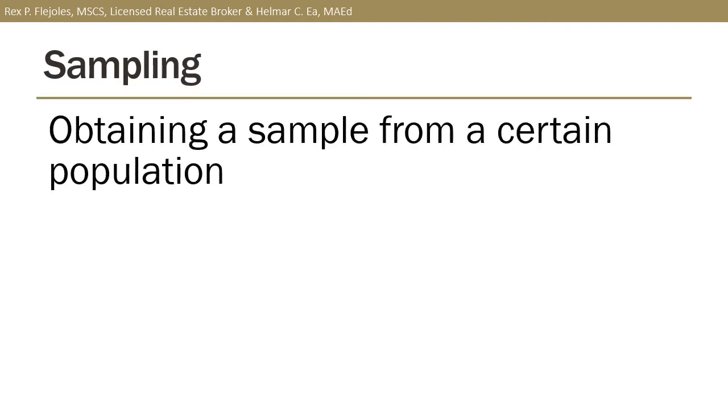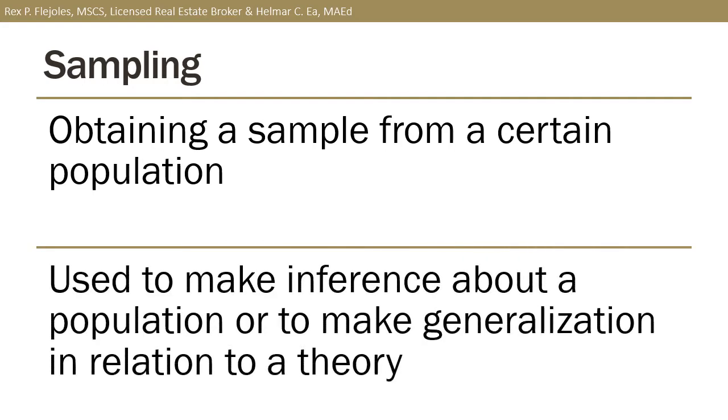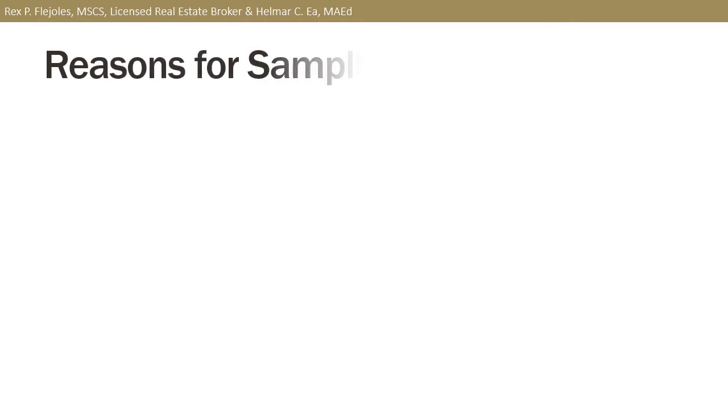To obtain a sample from a certain population is called sampling. It is used to make inference about a population or to make generalization in relation to a theory. In many cases, the best or only way to describe a population is through sampling.